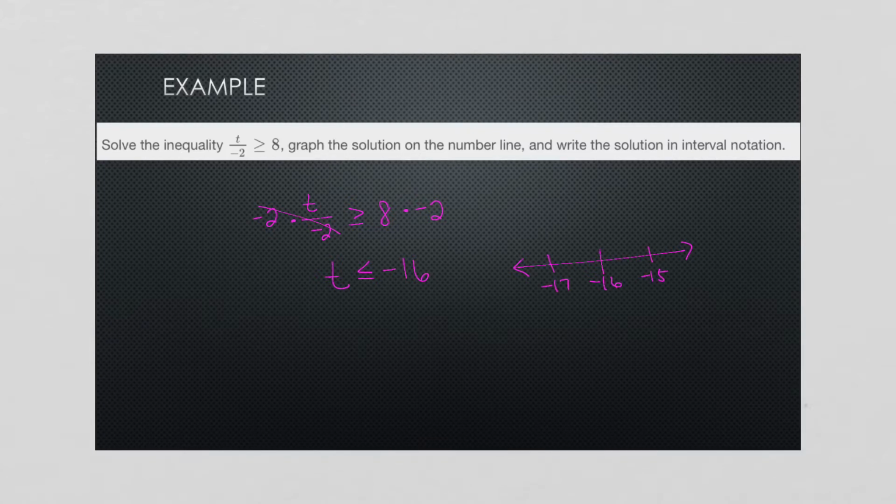And I want a closed circle at negative 16, and because I have less than, I want my arrow to go to the left. That's it.